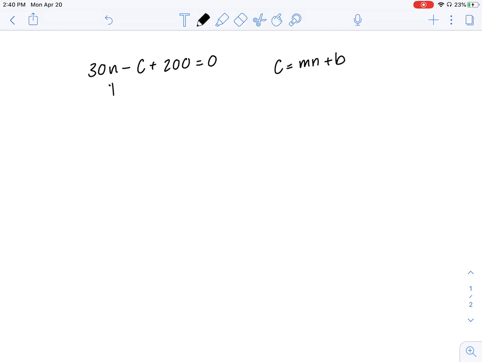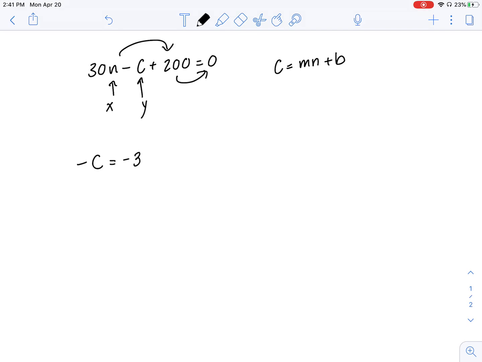Now we need to think of n as our x variable and c as our y variable. And the reason for that is, as they've mentioned in the problem, x is the independent variable and c is the dependent variable. In other words, the value of c depends on what n is. So we need to isolate for c. Let's move everything on to the other side of the equation.